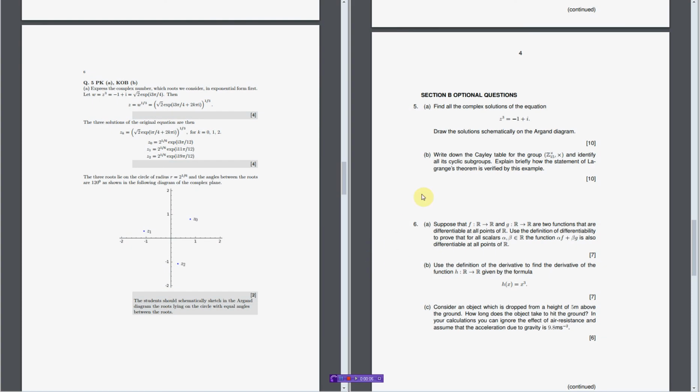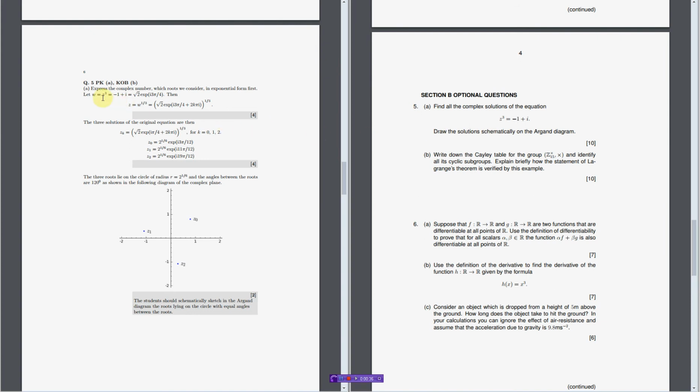So now we're going to look at question 5. And question 5a, we're asked to solve or find the complex solutions to this equation, z cubed equals minus 1 plus i. So we have to find the third roots of this complex number, minus 1 plus i. There's going to be 3 of them, of course. And the question also asks us to plot these solutions on an Argand diagram, so on a diagram of the complex plane.